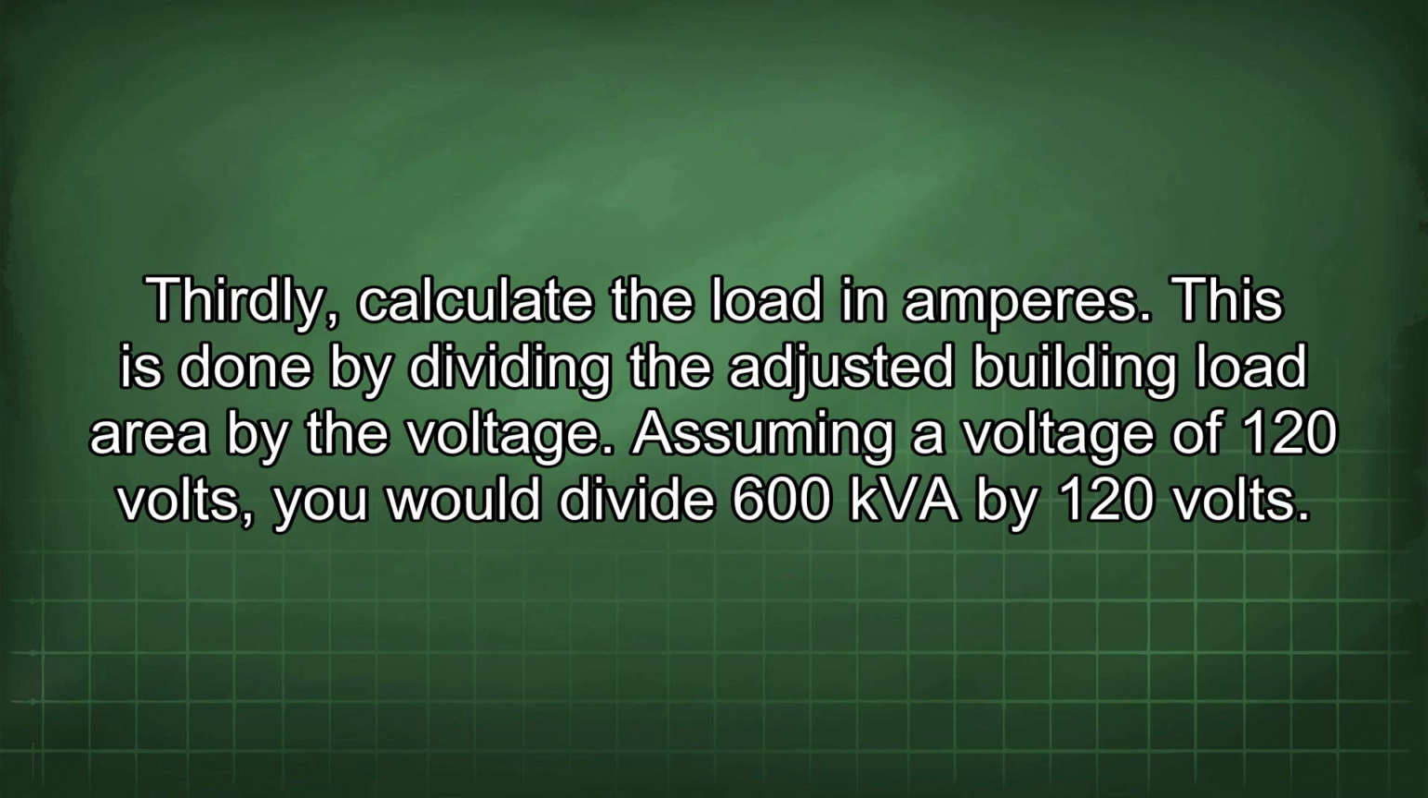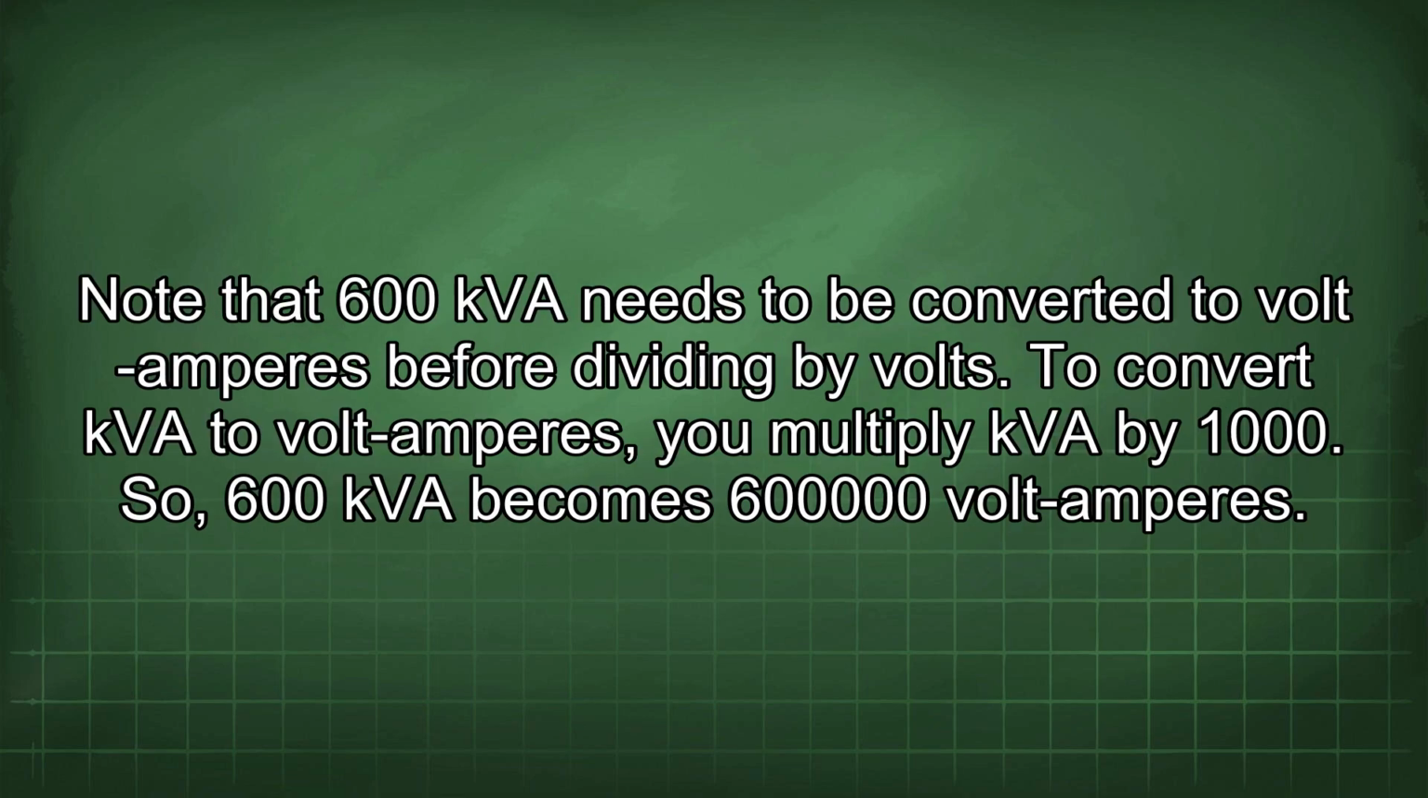Thirdly, calculate the load in amperes. This is done by dividing the adjusted building load area by the voltage. Assuming a voltage of 120 volts, you would divide 600 kVA by 120 volts. Note that 600 kVA needs to be converted to volt amperes before dividing by volts. To convert kVA to volt amperes, you multiply kVA by 1000.